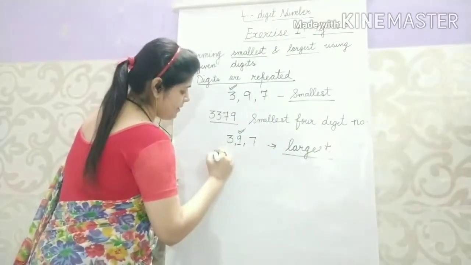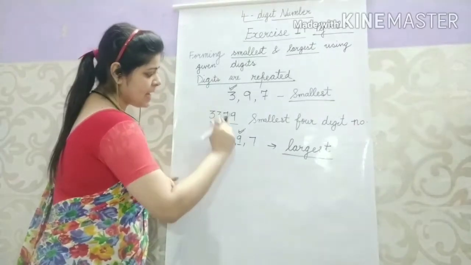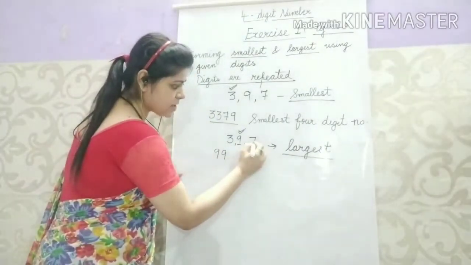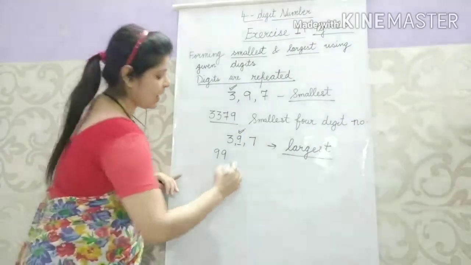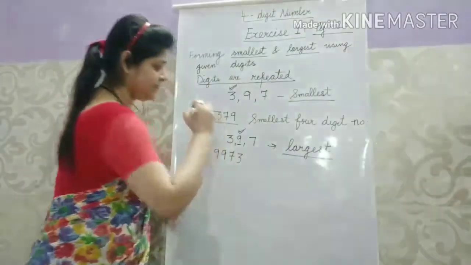So if 9 is the largest, what will we do? See, as we have done in the smallest, we wrote 3 two times. Here we will write 9 two times. Okay? 9, after that which number is the largest after 9? Here 7. And now here 3.